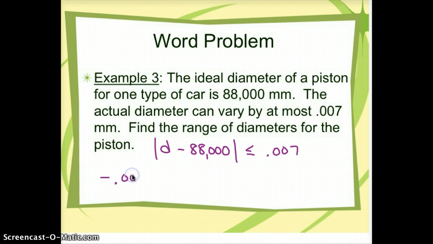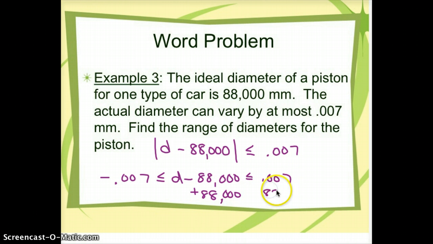Negative 0.007 is less than or equal to D minus 88,000, which is less than or equal to 0.007. I'm going to solve this by adding 88,000 to all three sides.